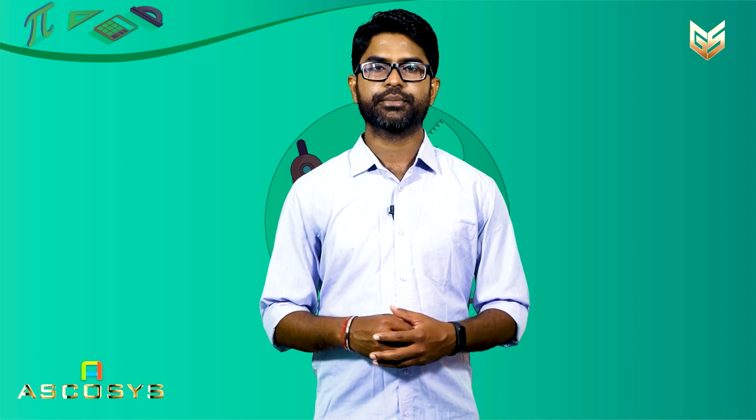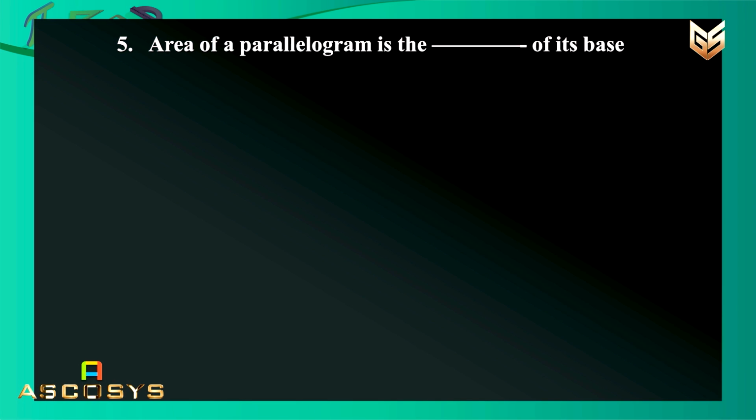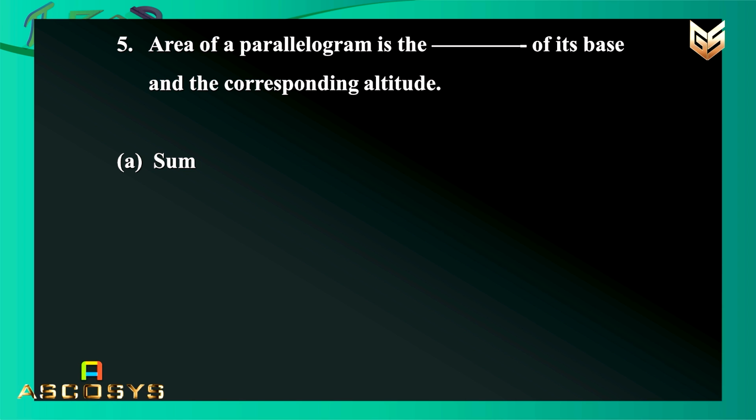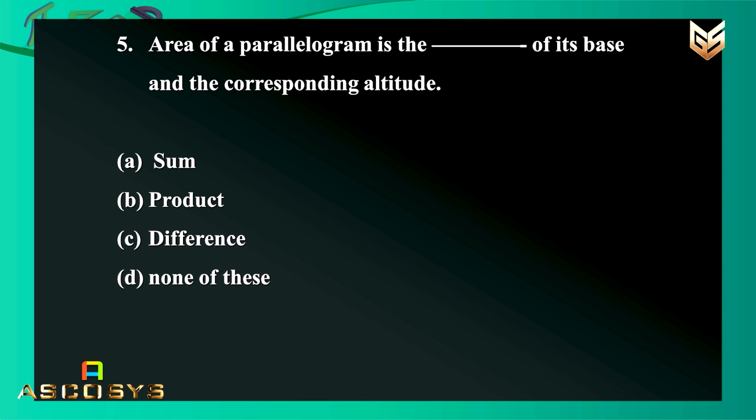Then the next MCQ. Area of parallelogram is the dash of its base and corresponding altitude. Your options are option A sum, option B product, option C difference, and option D none of these. We know that the area of a parallelogram is equal to base into altitude. That means it is the product of the base and altitude. So the correct option is option B, product.